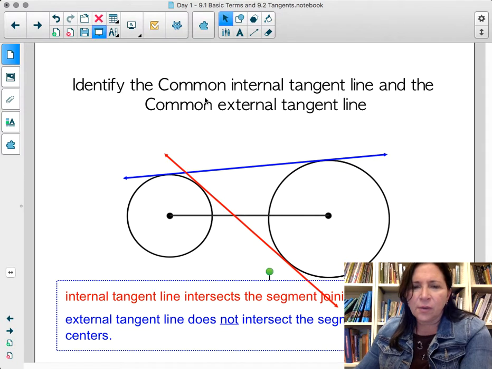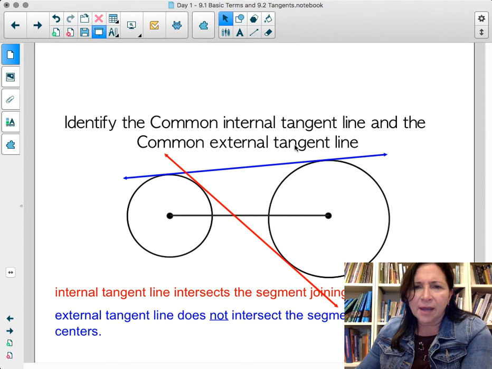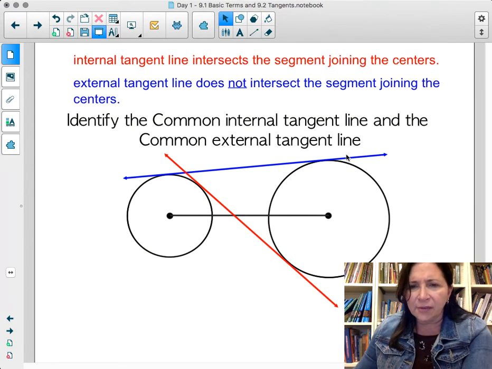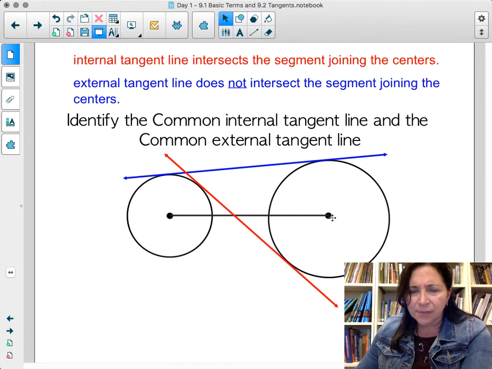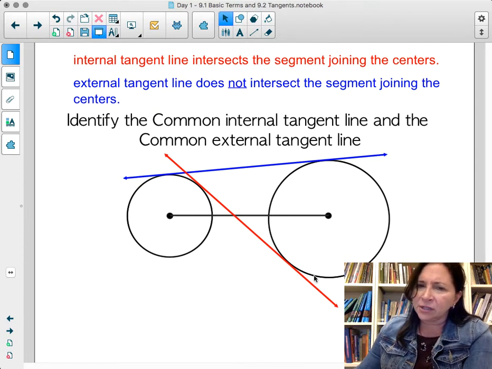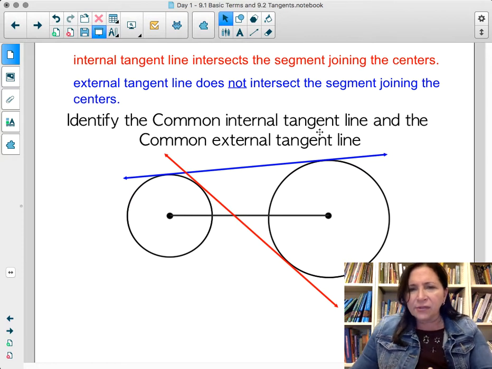Okay, so this slide basically just says identify the common internally tangent line and the common externally tangent line. Just remember, this is the line that connects the two circles' centers. If it intersects that line that connects the two circle centers, then it's a common internally tangent line. But if it doesn't intersect the line that connects the two centers, then it's a common externally tangent line.